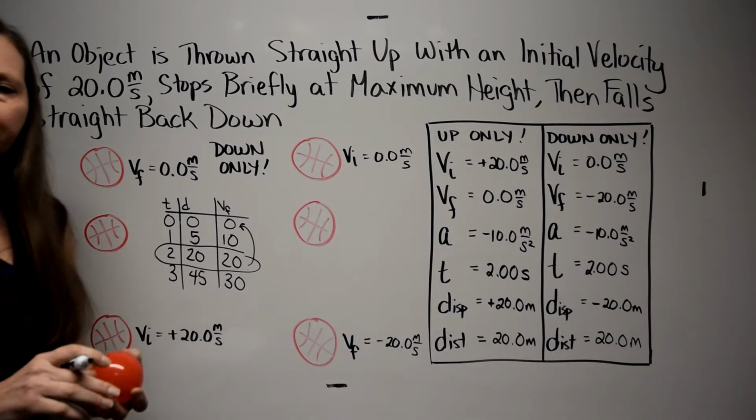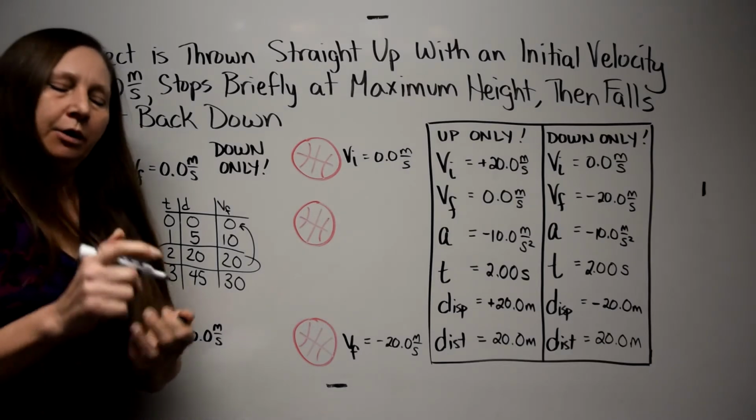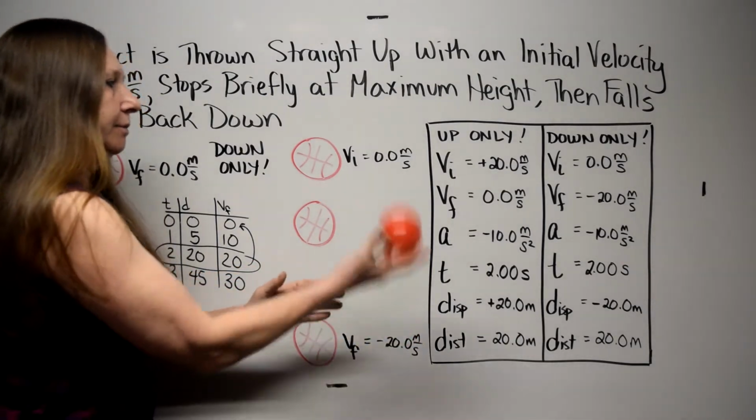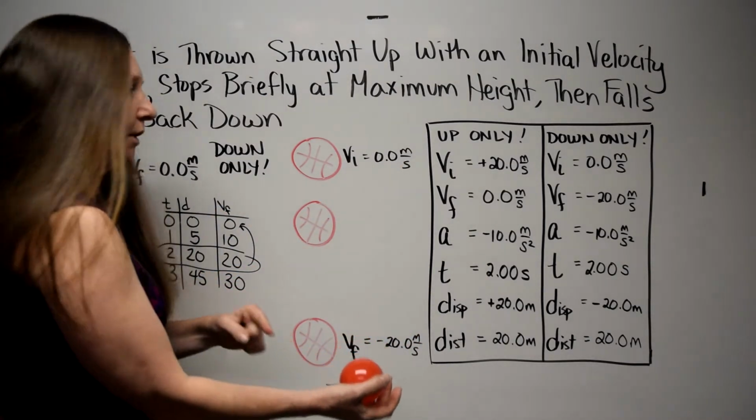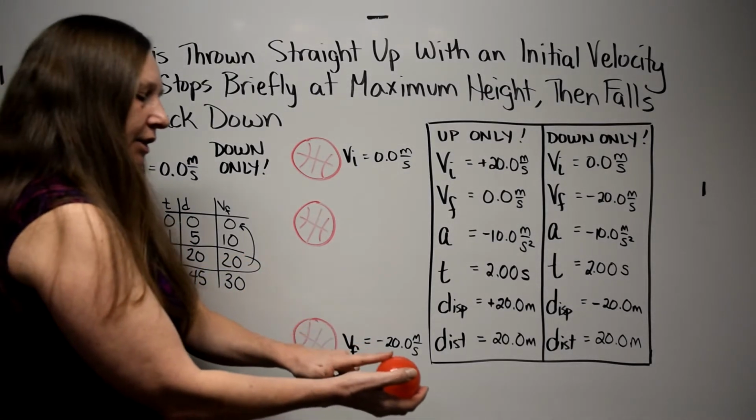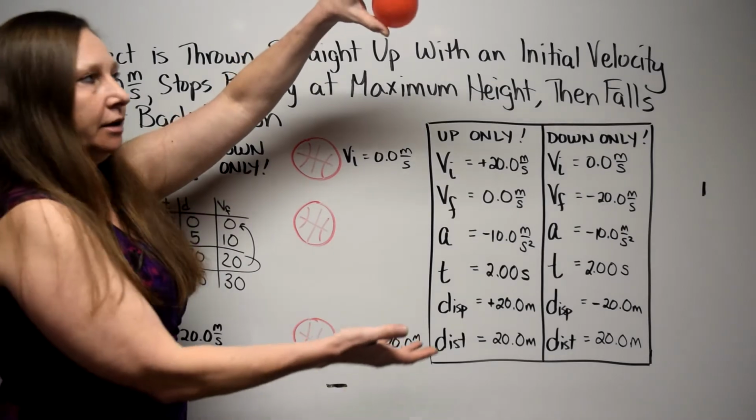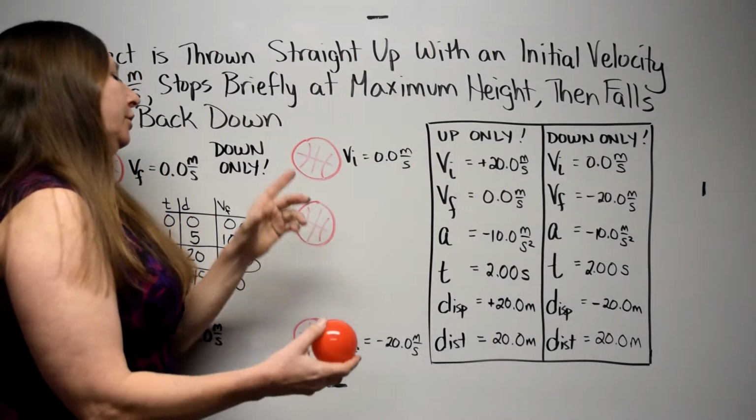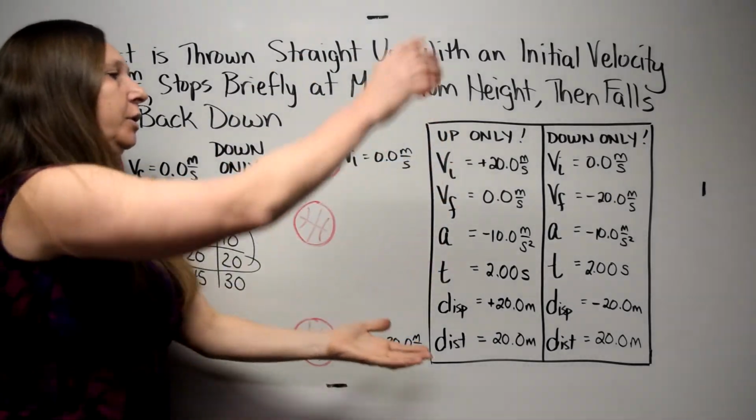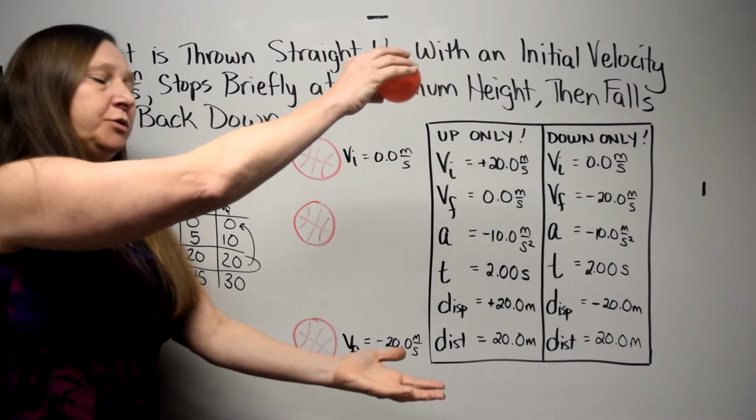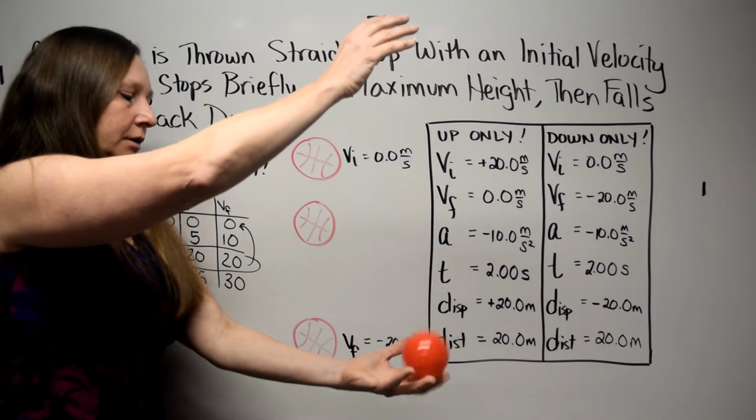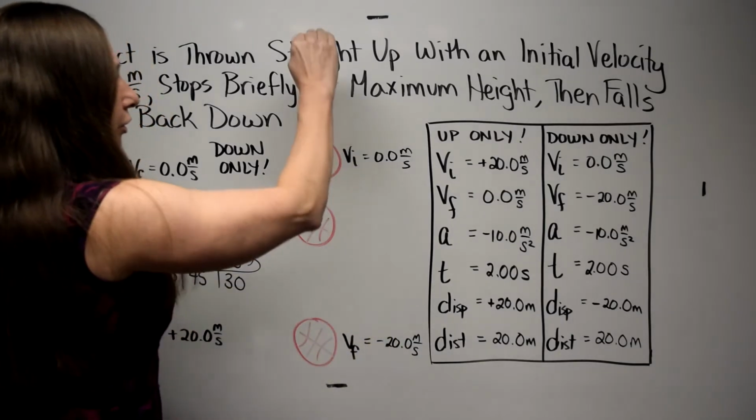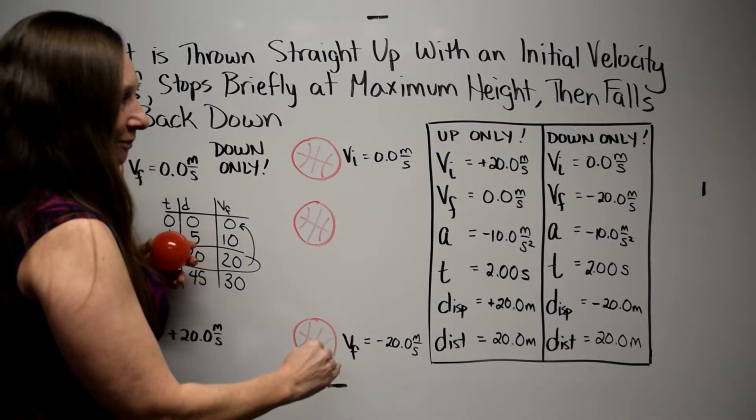So the first time that we looked at this situation, this was V initial and that was V final. The second time, this was V initial and up here is V final. Now the third time that we looked at the same situation, we only looked at down. This was where we started, and we only looked from here down to there. So you can look at the entire situation, up and down, or you can look at just up, or you can look at just down.